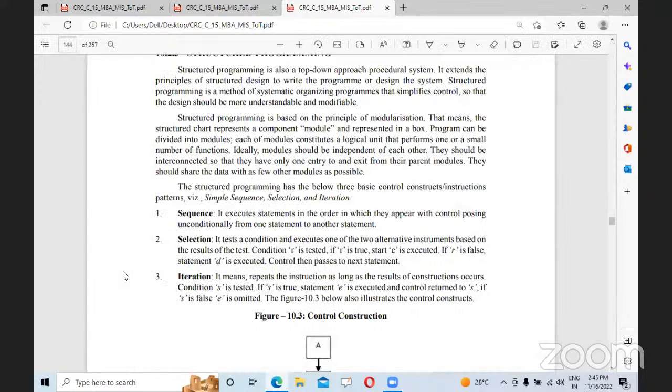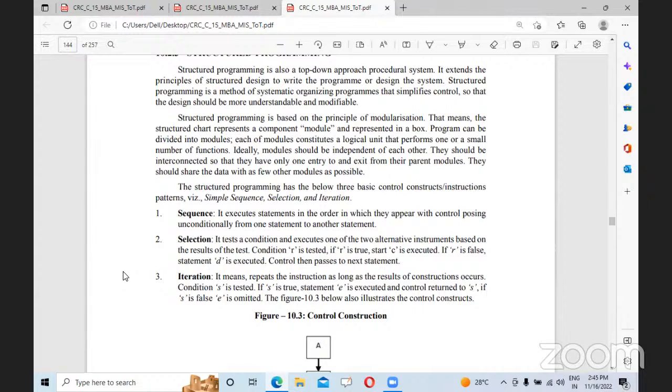types of programming languages. Next one is selection. It tests a condition and executes one of the two alternative instructions based on the result of the test. Condition R is tested. If R is true, then statement C is executed, and if R is false, statement D is executed, and control passes to the next statement.